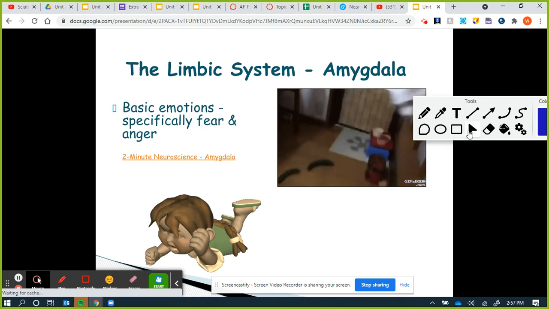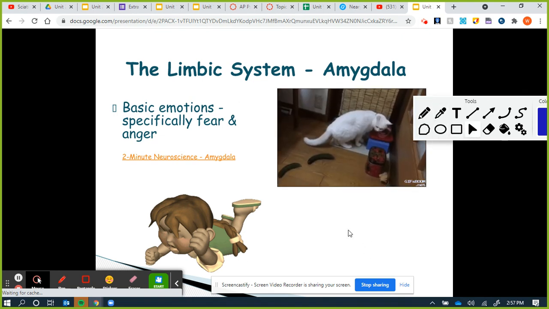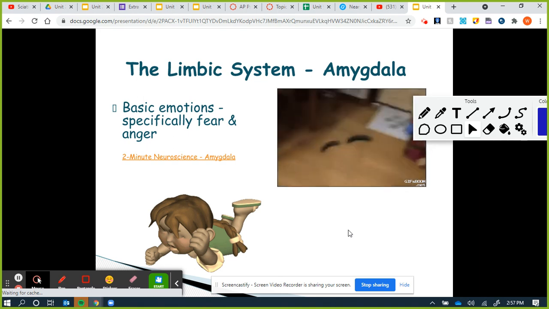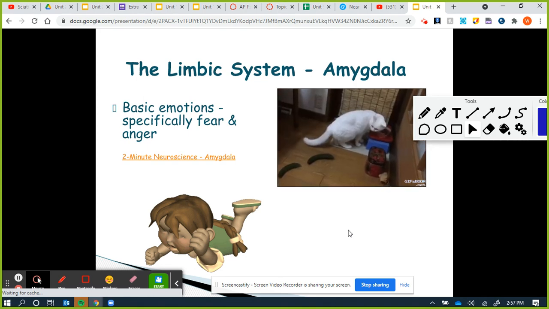And then finally the amygdala, little almond-shaped thing. The main role of the amygdala is basic emotions, particularly fear and anger. The amygdala is there to keep us alive.